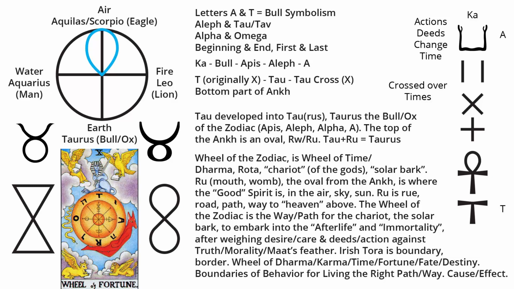That's the exoteric layer, to get you to believe and feel good about how you're not going to die and you don't have to fear death and blah, blah, blah. I've talked about this in other presentations. So this is the Wheel of Dharma, Karma, Time, Fortune, Fate, and Destiny. The boundaries of behavior for living the right way and path. It's cause and effect.